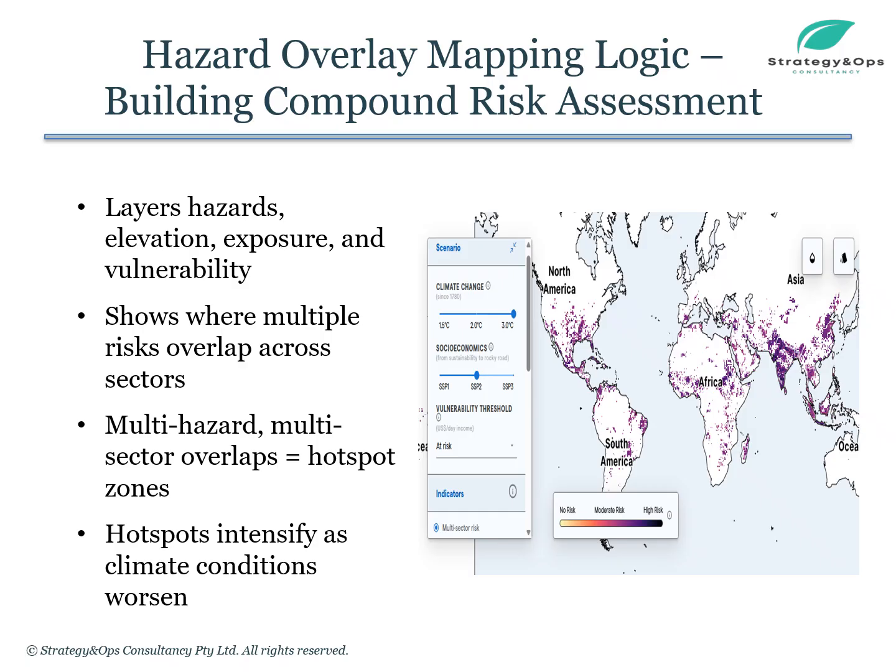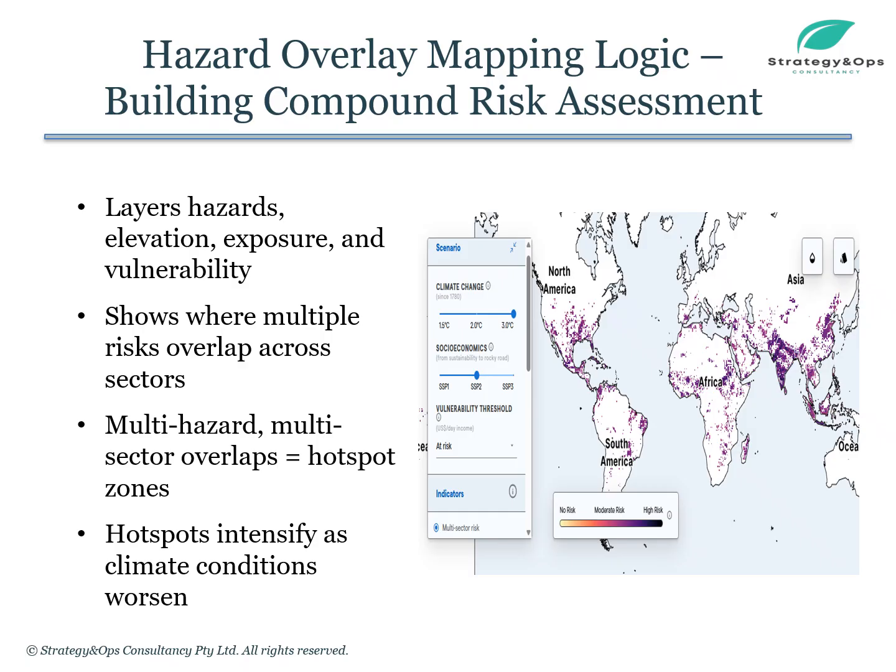Step 1. Map a single hazard. Start with one hazard, such as extreme heat, to see where it concentrates. Step 2. Add a second hazard. Overlay another layer, like flooding. Where the colors overlap, you start to see compound risk.